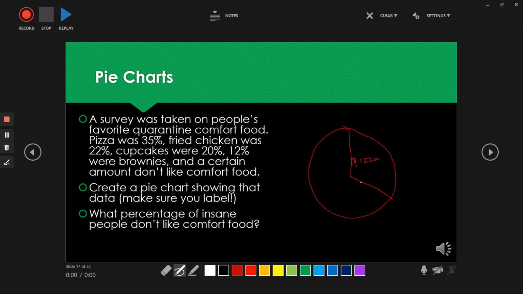And then fried chicken is 22%. So 22 is a little bit less than a right angle. So if I imagine making a right angle off of here and then make it just a little bit less, right? And then cupcakes are 20, 12 are brownies. So 12 plus the 11% that we calculated before, 12 plus 11 together makes 23%, right?